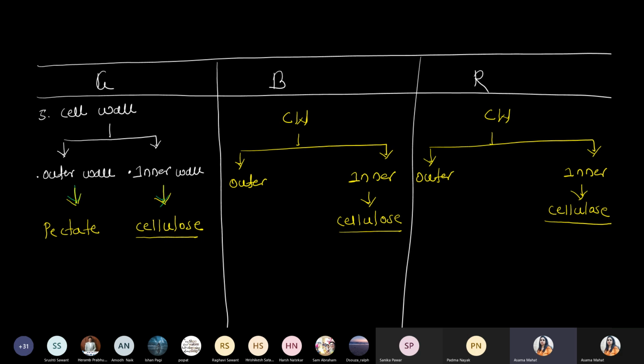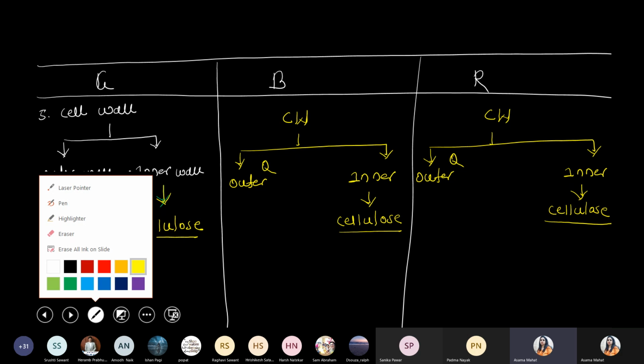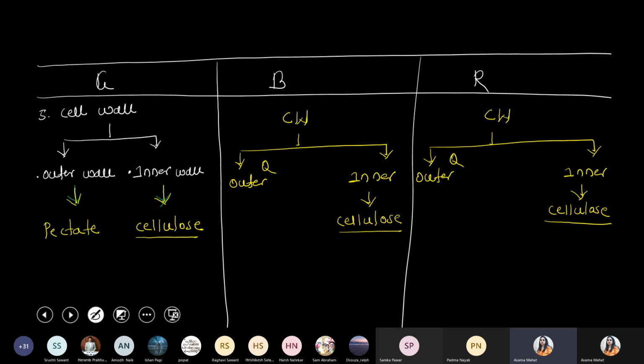So the question will not be made from here, right? Because these are common. Questions come from the outer layer of brown algae and the red algae, because that is a different point, right? So where will the question come from? The question comes from the outer membrane of brown algae and the outer wall of the red algae. So remember this point, how that question can be designed.